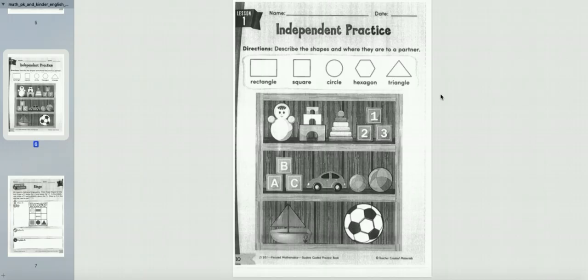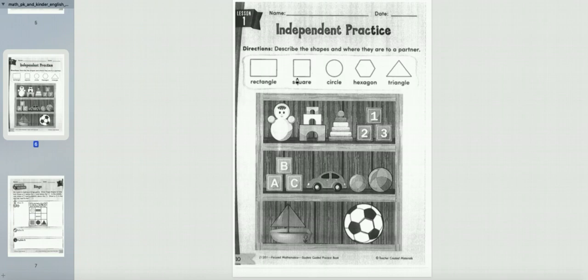For our math packet, we are going to describe the shapes and where they are to a partner. So here we have a rectangle. Can you find a rectangle in this picture? Yes. The block makes a rectangle. Can you describe its location? It is next to a triangle. Good job.